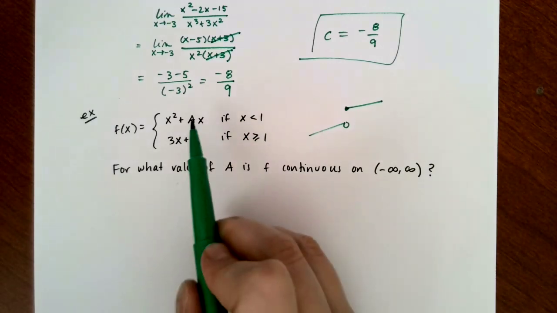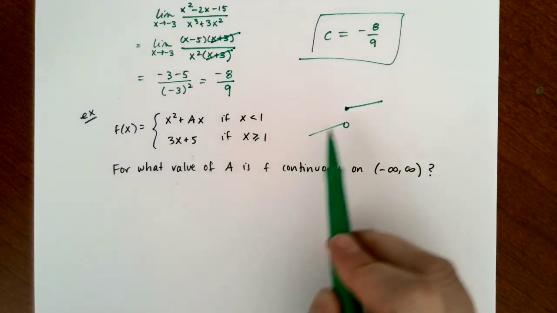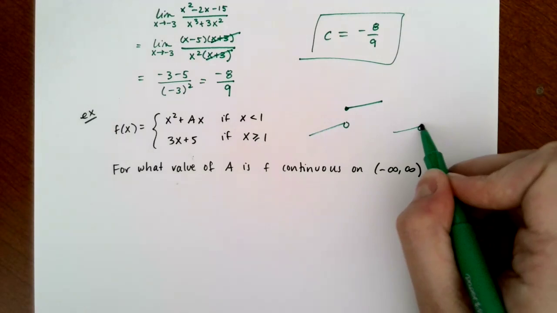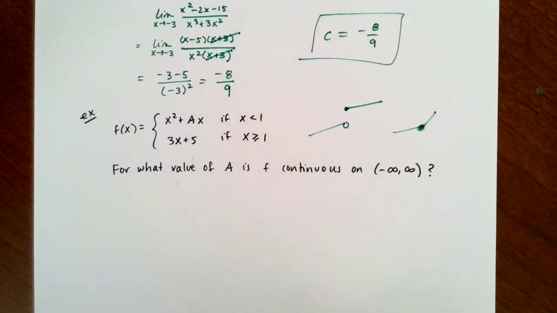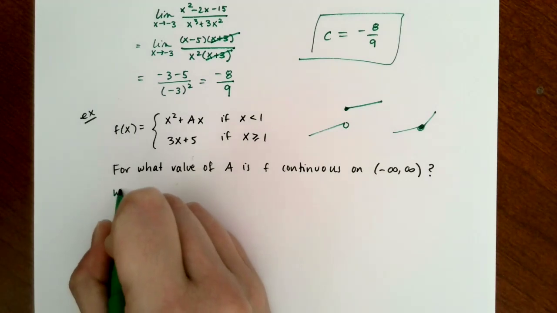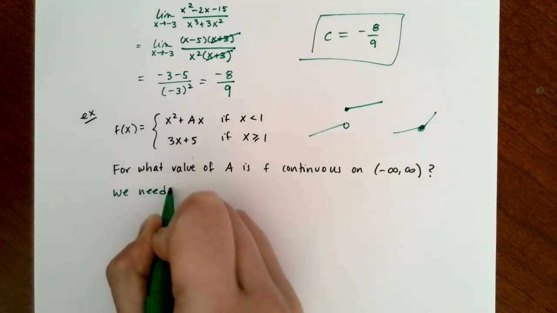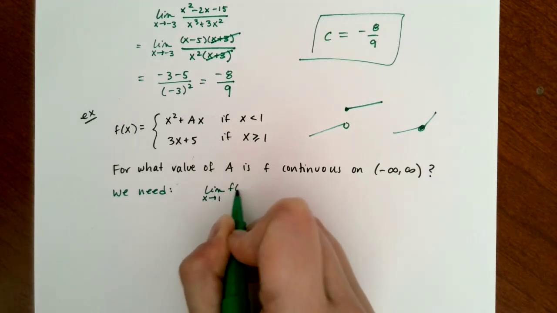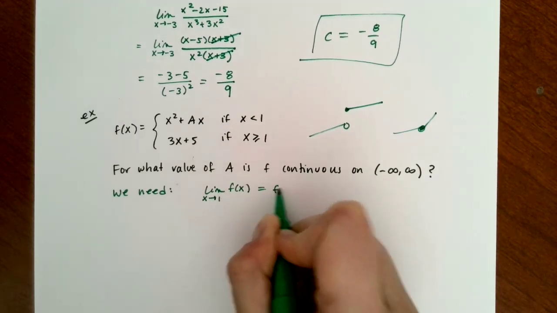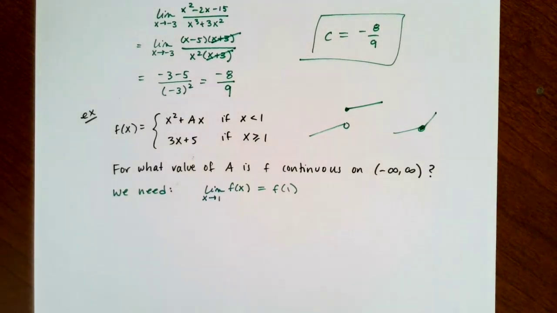So what we want to do is set A so that they meet up in the same place, right? One leaves off and the other one just picks up and keeps going. Then you don't have any discontinuity. So again, to be continuous at 1, we would need the limit as X approaches 1 to equal F of 1.